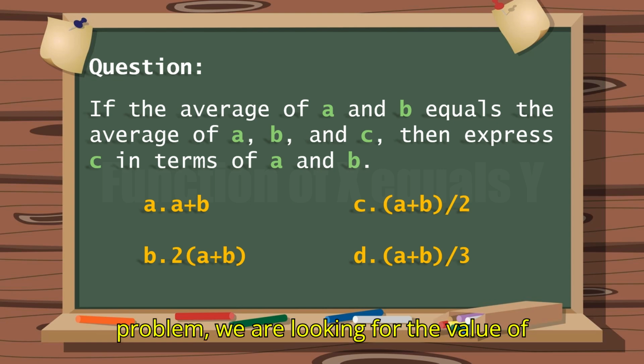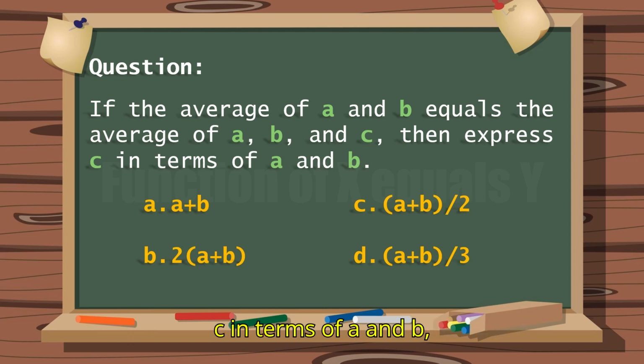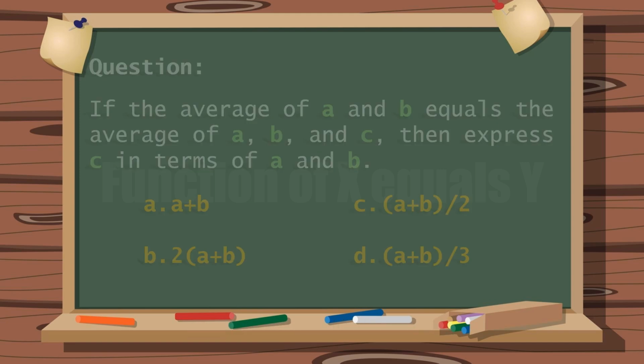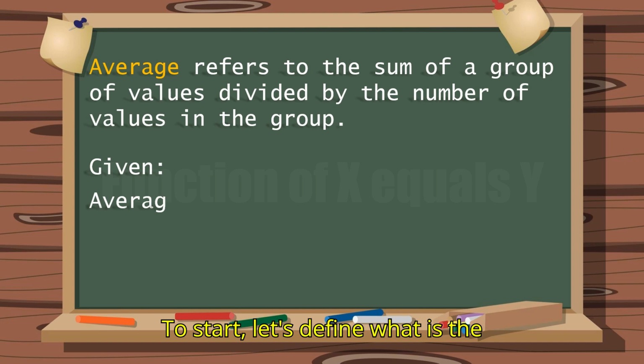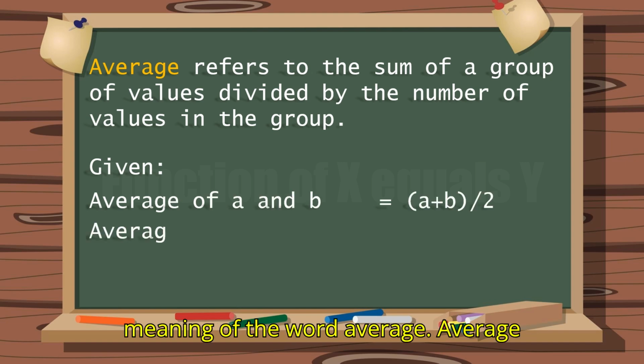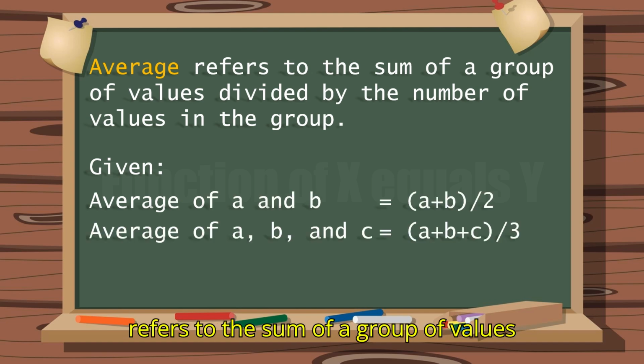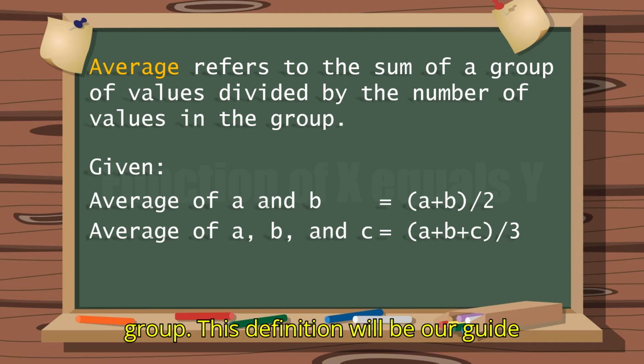In this problem, we are looking for the value of C in terms of A and B. So let's go and solve for it. To start, let's define the meaning of the word average. Average refers to the sum of a group of values divided by the number of values in the group. This definition will be our guide in making an equation and computing for the value of C.